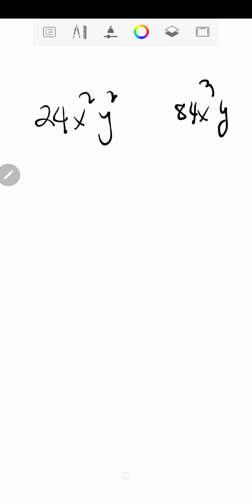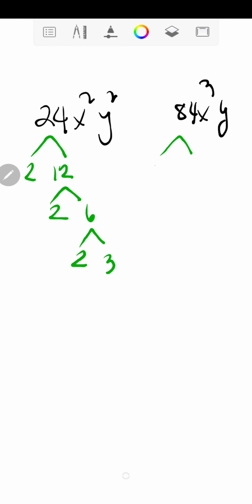Okay, this time we have to find the least common multiple of 24x squared y squared and 84x cubed y. As you know, I cannot emphasize this enough that we have to do the prime factorization first, and we should always start with the least prime numbers. For 24, we have 2 and 12. However, 12 isn't a prime number yet, so we can still factor it, which is 2 and 6. And 6 is 2 and 3.